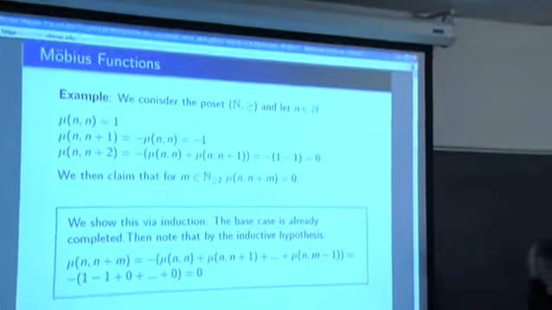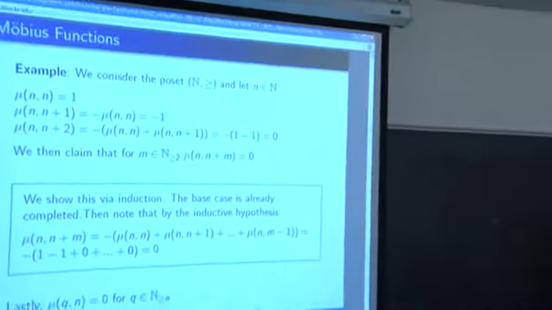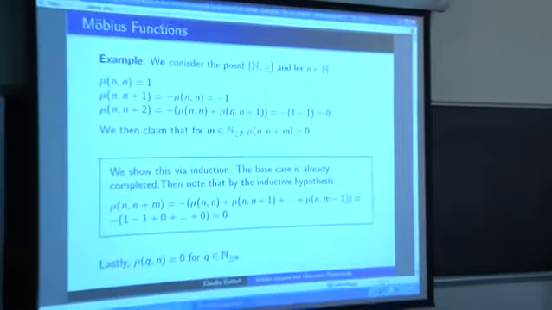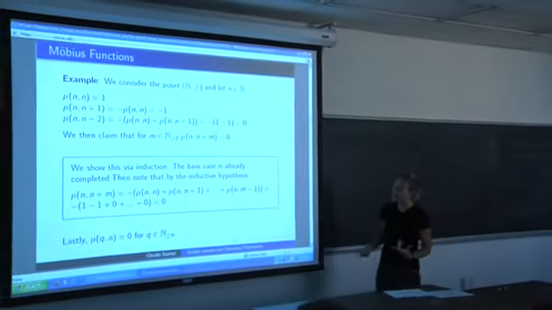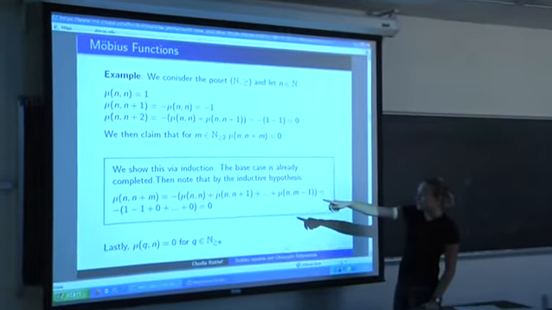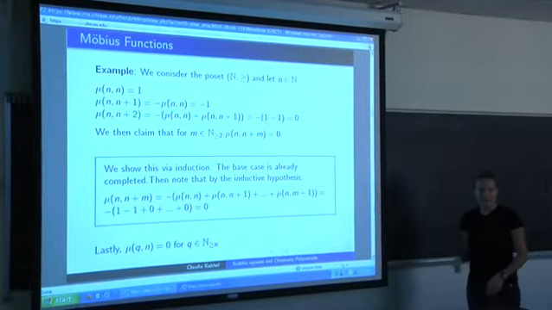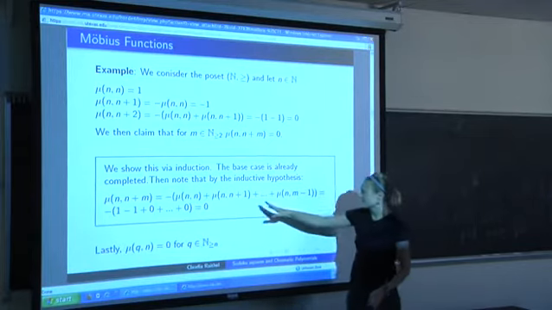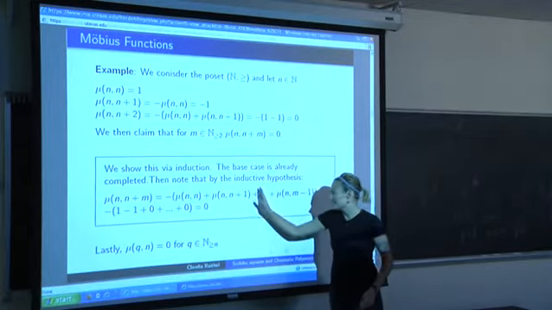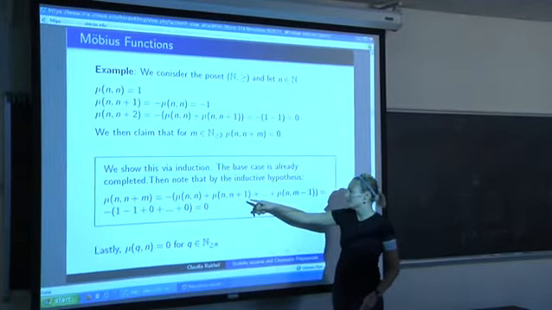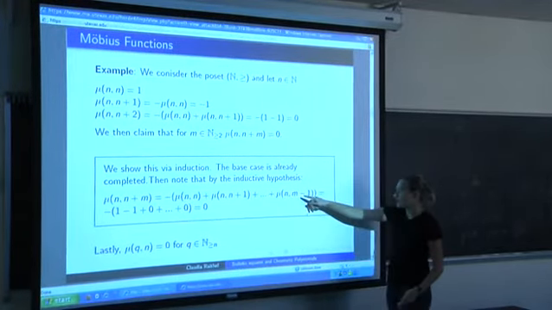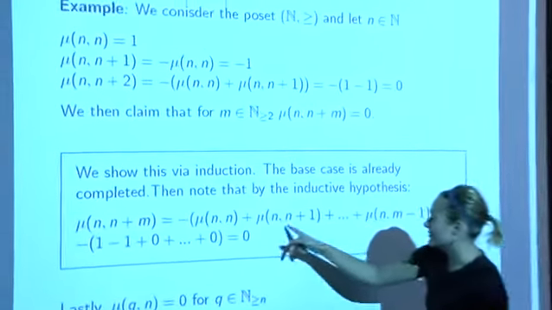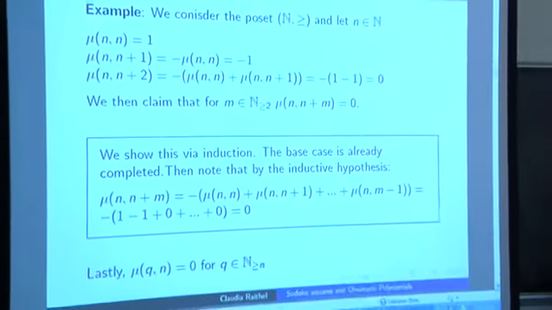In particular, we note that mu of n, m, where n is less than m and the difference is greater than or equal to 2, is going to be 0. You can prove that inductively. If we expand out the sum according to the definition, then by your inductive hypothesis, all the higher order terms, from mu of n, n plus 2 up to mu of n, m minus 1, are going to be 0. Your first two terms are 1 and negative 1, and they cancel, so that's just 0.